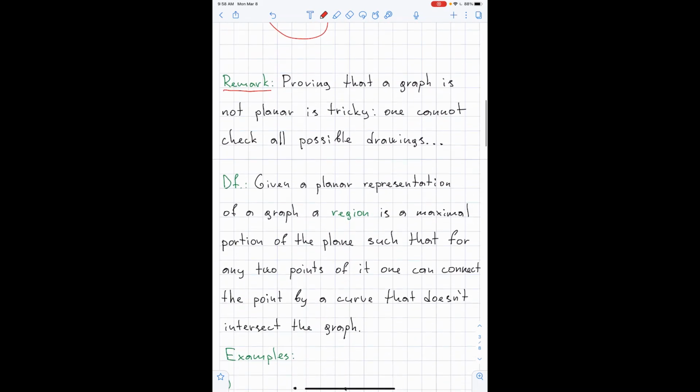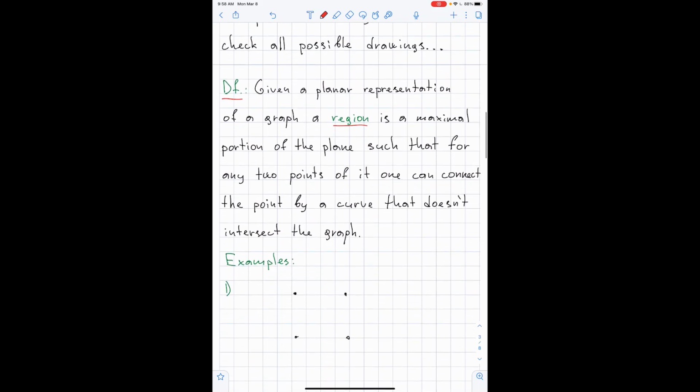To do so, I will need more definitions. So our next definition is that of a region. If we have a planar representation of a graph, then a region is a maximal portion of the plane such that any two points can be connected by a curve that does not intersect the graph. So basically connected components of the complement. So let's consider an example.